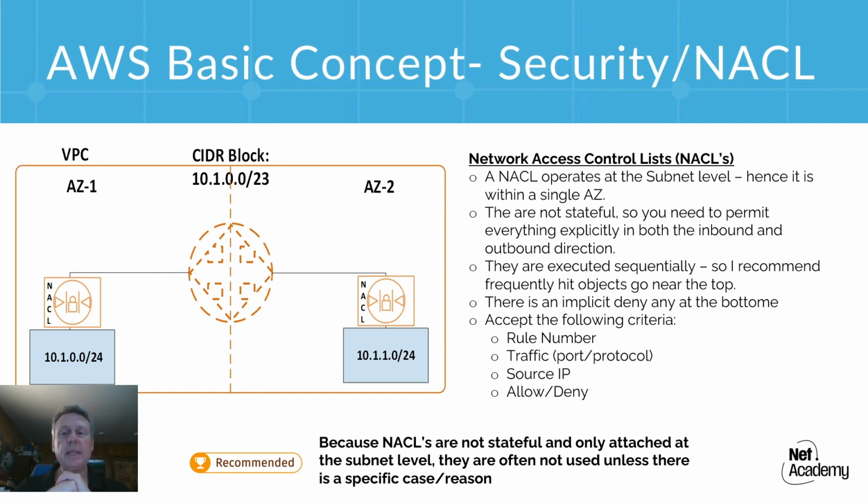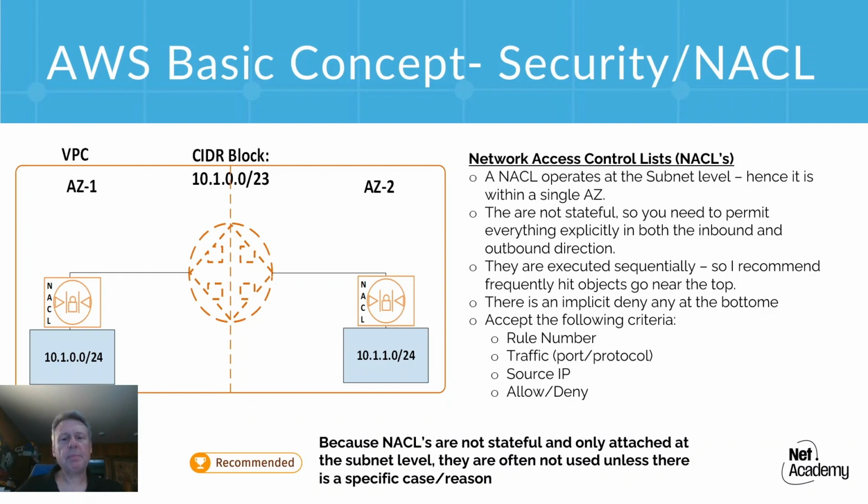So the first object is NACLs, or Network Access Control Lists. These operate at the subnet level. Hence, that means it's attached to a subnet. It's confined to a single AZ. That means it's not very granular. It applies to every object within that subnet. I don't have any ability to say this, not that, because it's applied as traffic comes into and or leaves the subnet. Okay. They also have a challenge because they are not stateful. So everything you permit in one direction, you probably need to permit in the other direction. So your return traffic can get back, right?